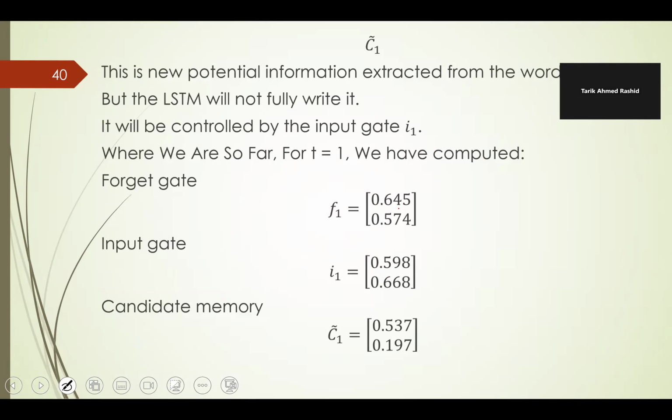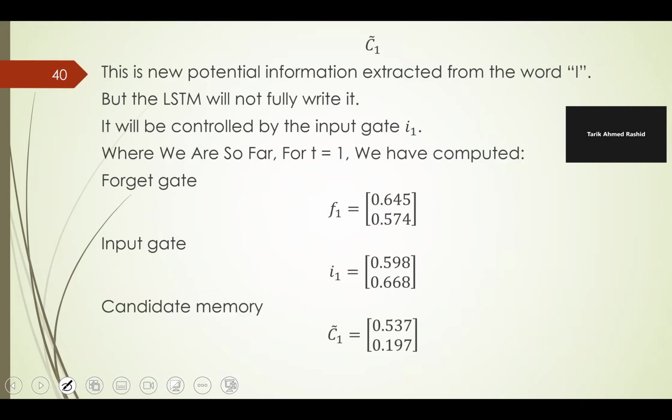Okay, so that's done. Now, this is new potential information extracted from the word I. That's all we are doing, only I. So the I, like Rojava, that's only I. And at T1, we have the forget gate, output, input, and the candidate memory.